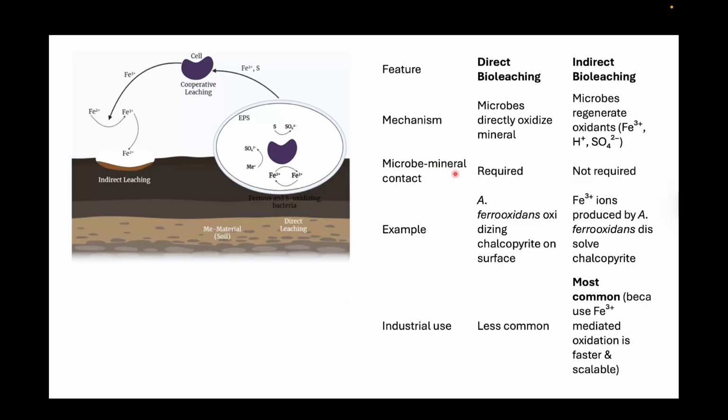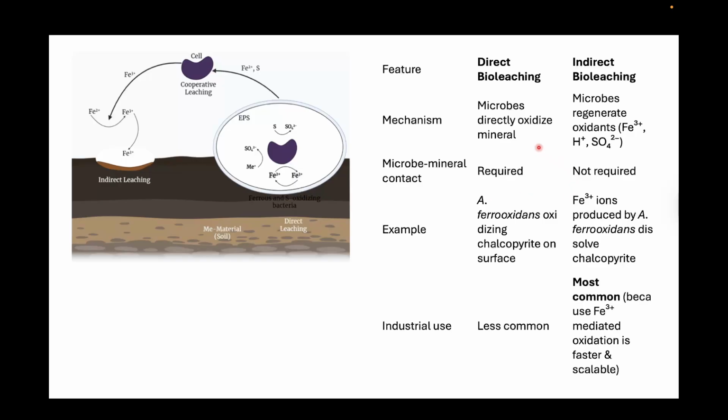So here I have presented a comparison between direct bioleaching and indirect bioleaching. What we understood is the method known as indirect bioleaching. Now what is direct bioleaching? The microbes can directly oxidize the mineral, with no need for a ferric ion intermediate, while in indirect bioleaching, microbes regenerate oxidants which can then attack the ore.